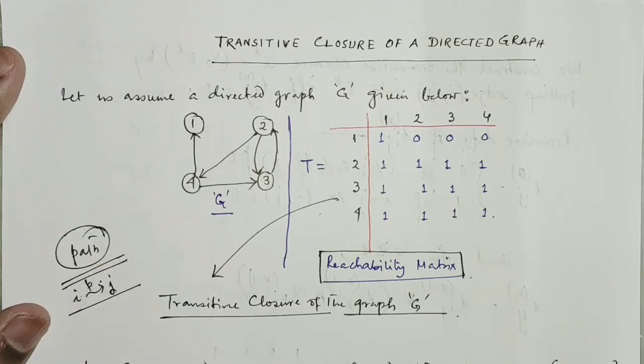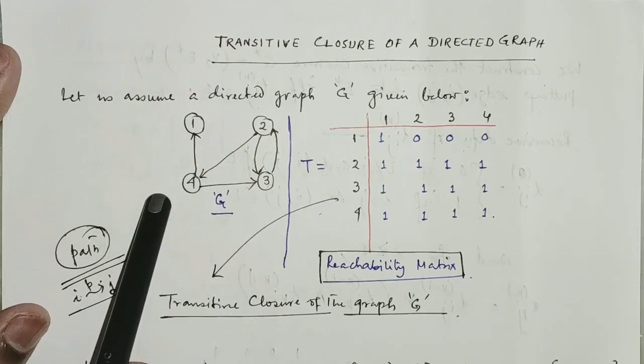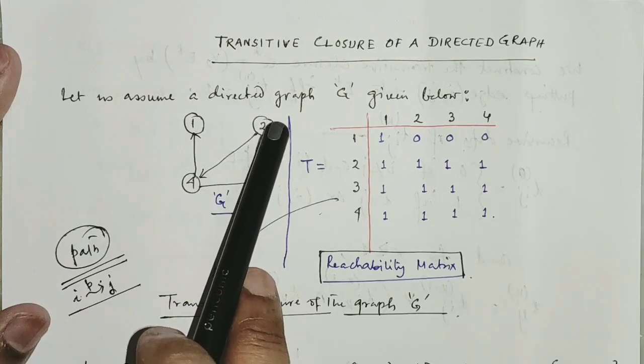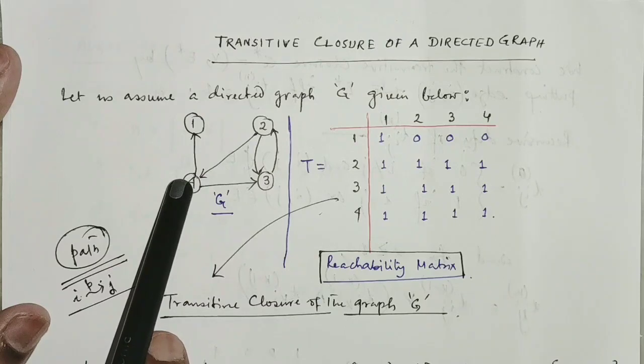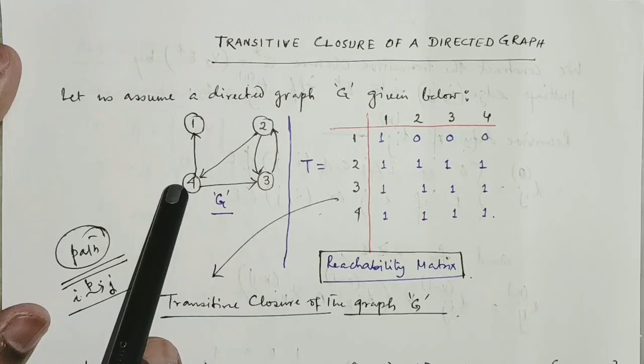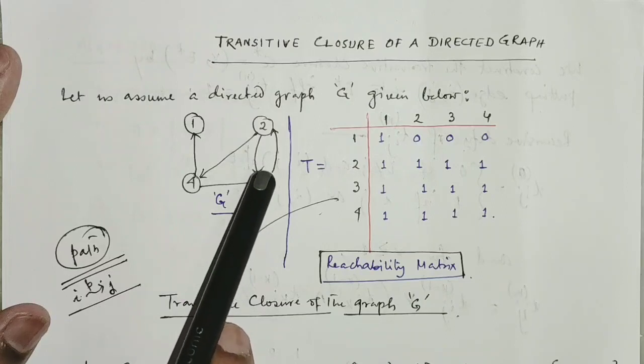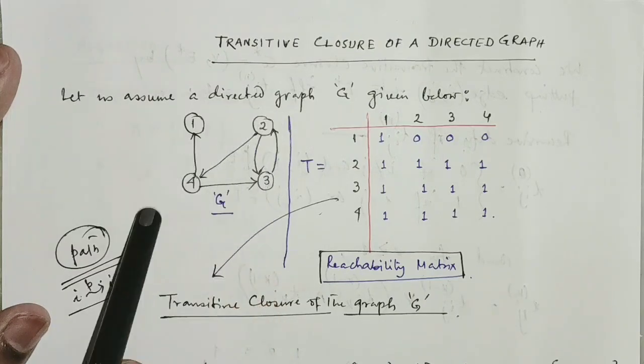For transitive closure, keep in mind from the beginning that the main role is played by the concept of a path. If I ask, is there any path from vertex 3 to 4? Yes, there is a path: 3 to 2, then 2 to 4. So you will not always get a direct path. The path between 3 and 4 may not be a direct path; it may be a via path, that means 3 to 2, then 2 to 4.